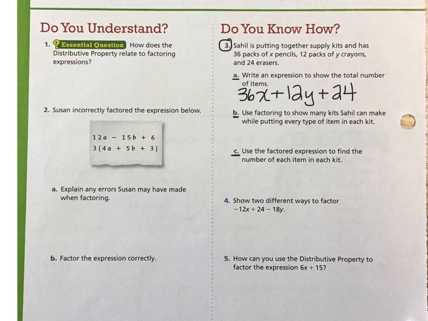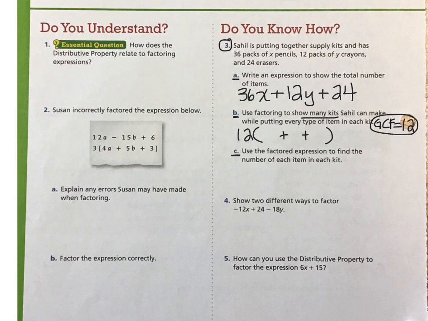Part B. Now let's use factoring to show how many kits Sahil can make while putting every type of item in each kit. So in order to do this, we need to use the GCF. In this case, the greatest common factor of all 3 terms is 12. So we're going to pull a 12 out in front of the parentheses, and then each factor inside will be the remaining factors that you would multiply by 12 to get that term.